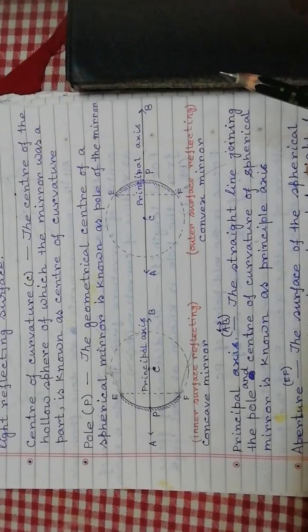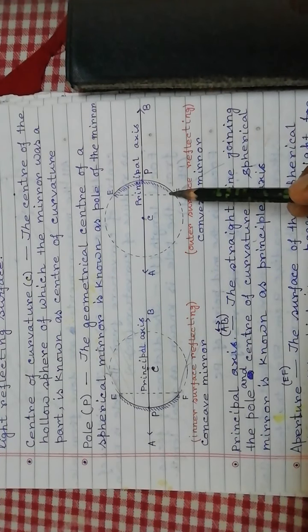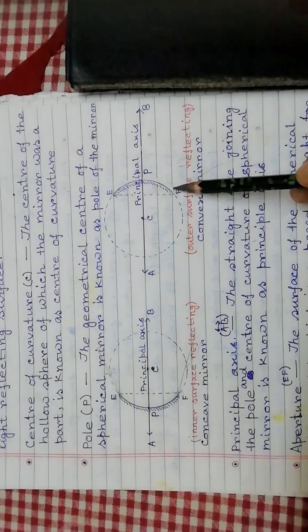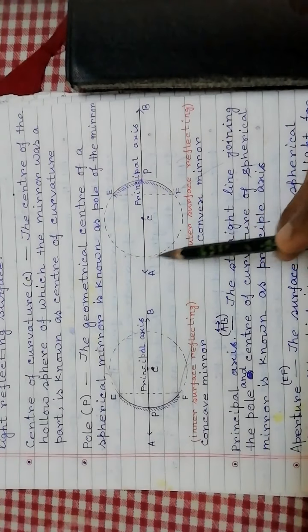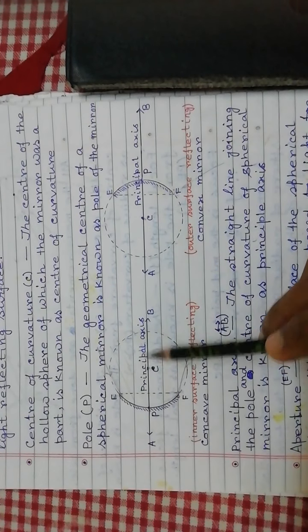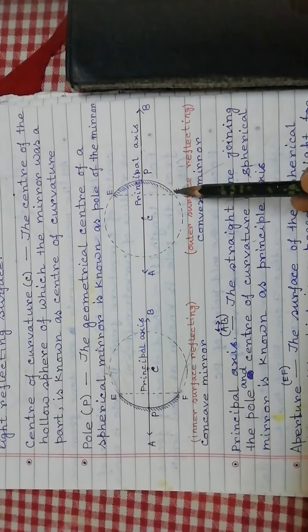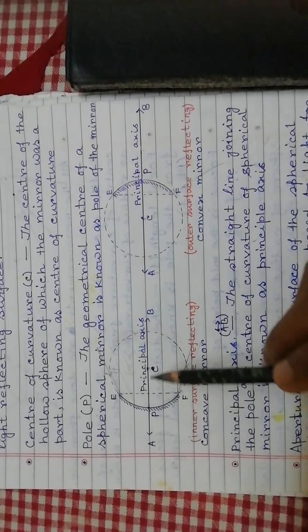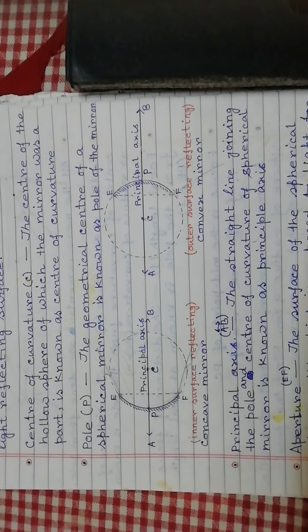For example, here this is a concave mirror and this is a convex mirror. These two mirrors are parts of spheres, and the center of each sphere is the center of curvature of the mirror. This is the center of curvature of this convex mirror, and generally the center of curvature is indicated by the letter C.